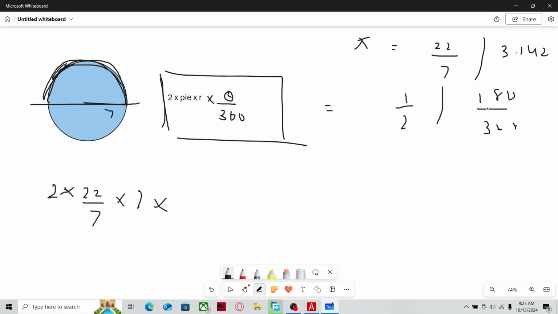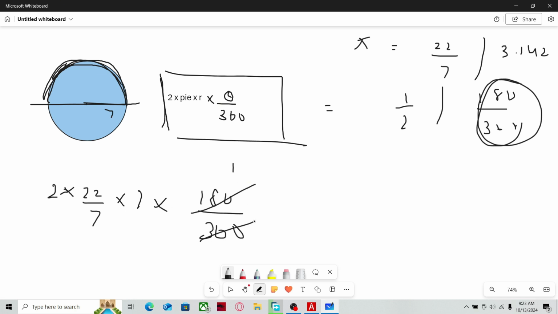The theta. Theta is what? 180 over 360. So if you actually do the maths now, when you cut these off, this is actually half. 180 times 1 is 180, 180 times 2 is 360. And now we can cut wherever we can. 7 1, 7 1, 2 ones and 2 ones here, right?